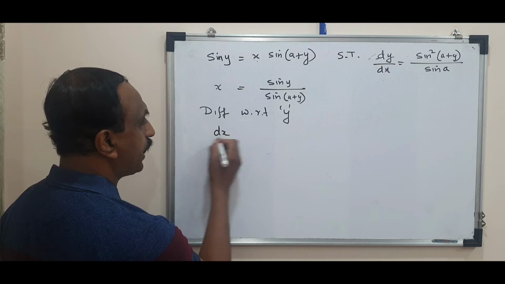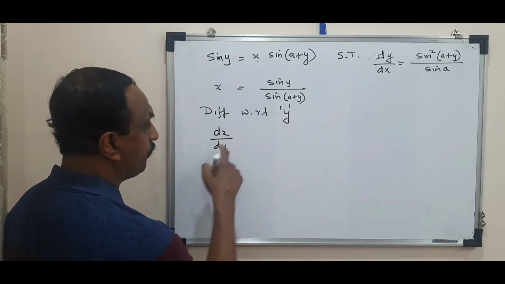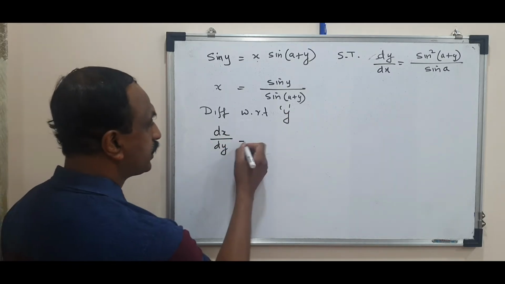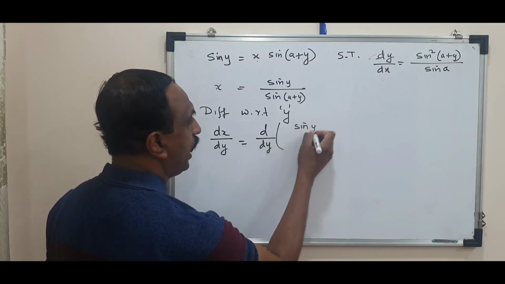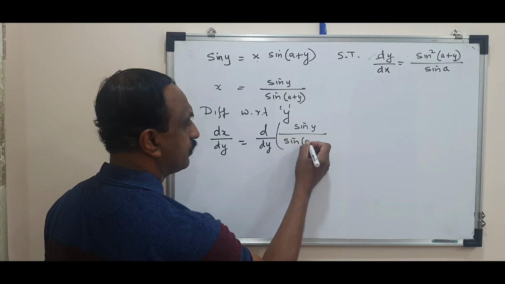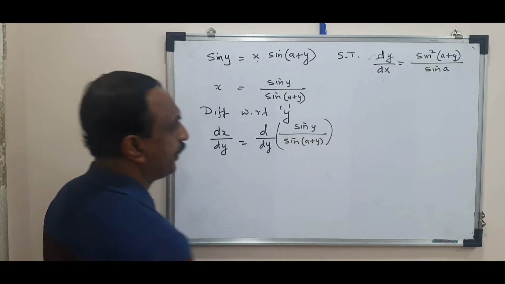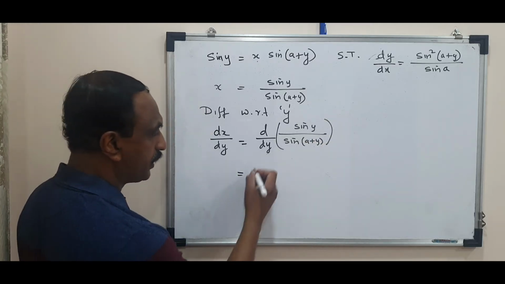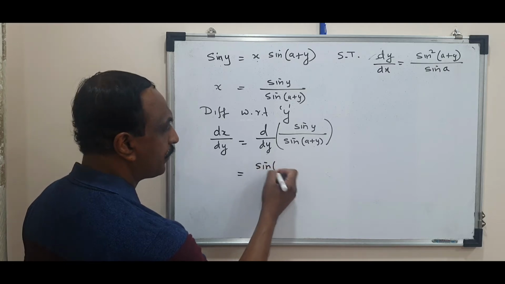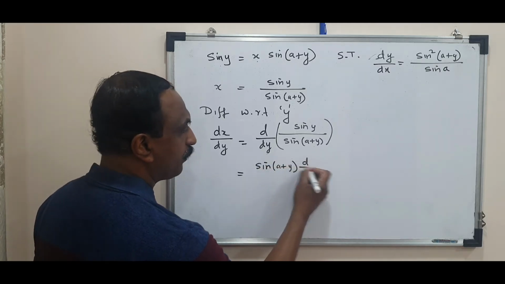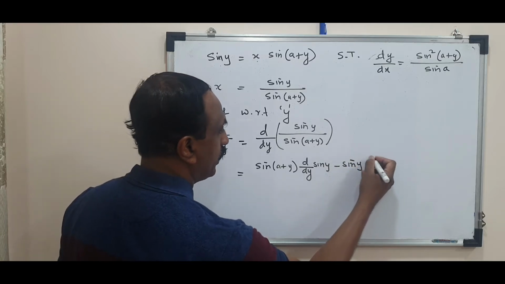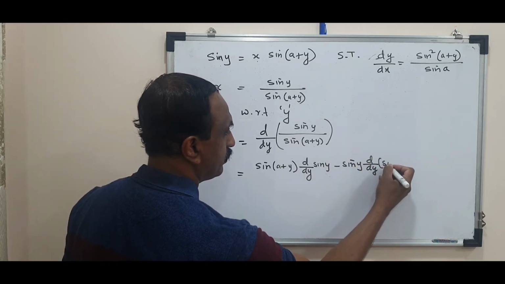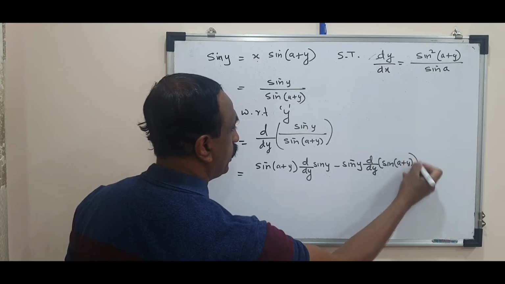So the left hand side became dx by dy. Differentiate with respect to y means the denominator will be y. Is equal to d by dy of sine y upon sine of a plus y. Now I am taking the denominator: sine of a plus y into derivative of numerator minus numerator into derivative of denominator, upon denominator square.